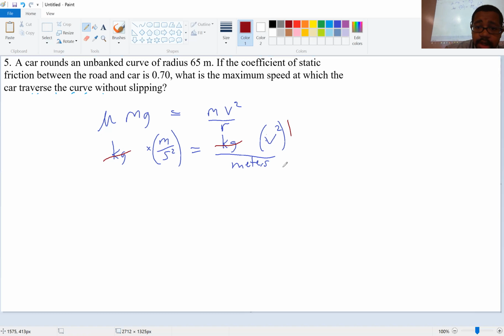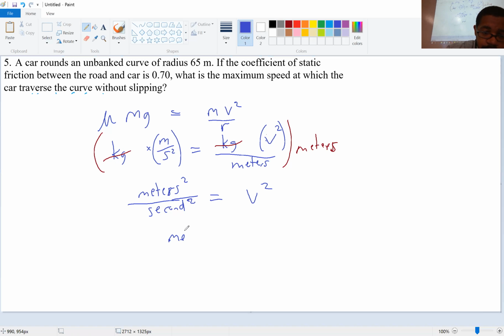So multiply both sides by meters. And you get meters squared per second squared, and that equals velocity squared. And so you just take the square root, and then that's meters per second, equals velocity. So that's kind of how you know that.